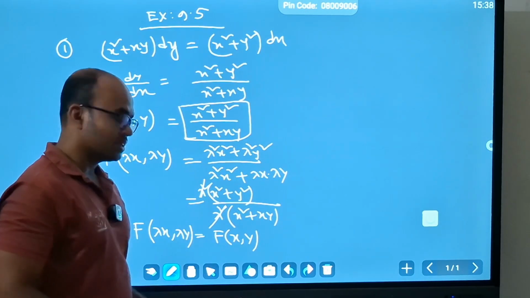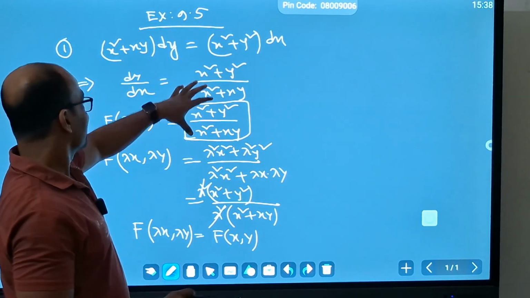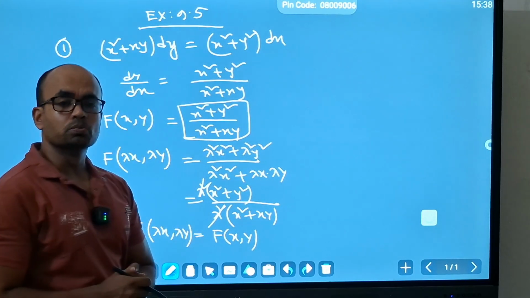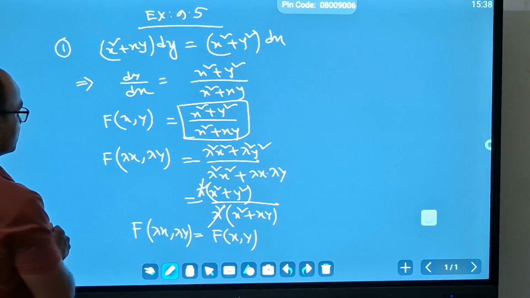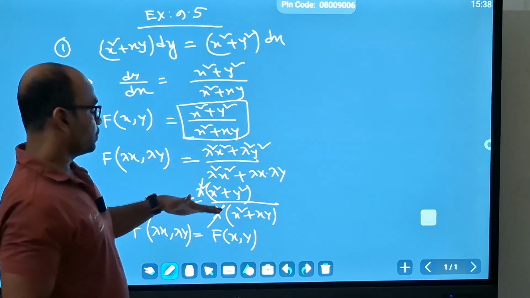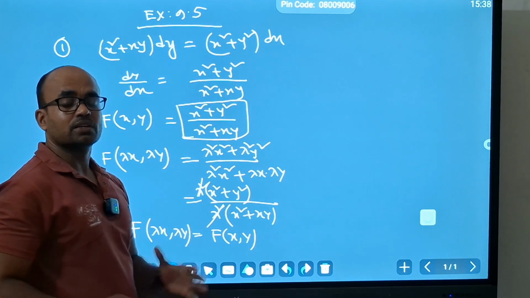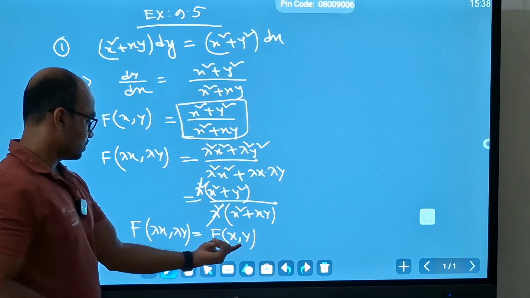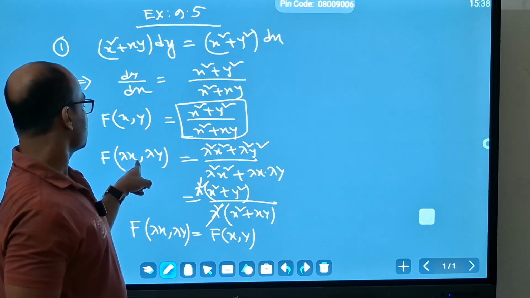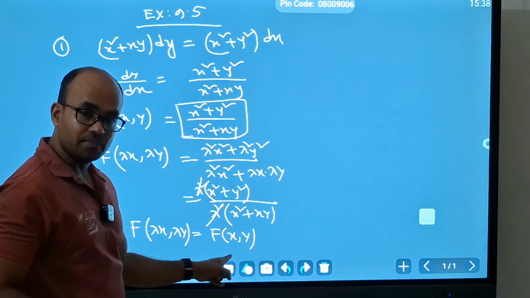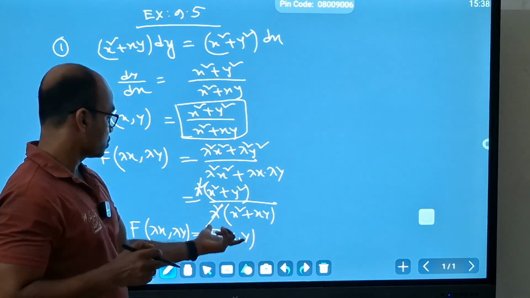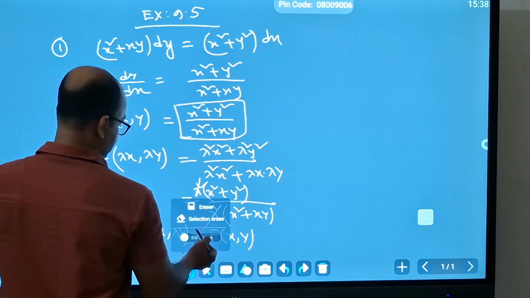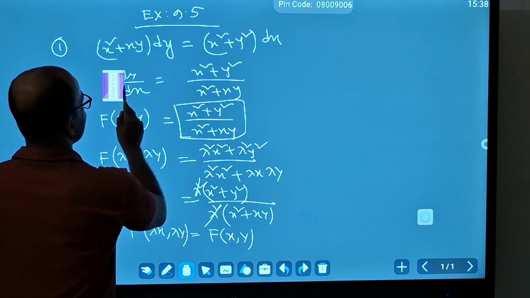Now we can confidently say that the differential equation is a homogeneous differential equation. In this way, we can check whether a differential equation is homogeneous or not. So multiplying by any constant, we get the same function, so it is a homogeneous differential equation. Now we have to solve it.